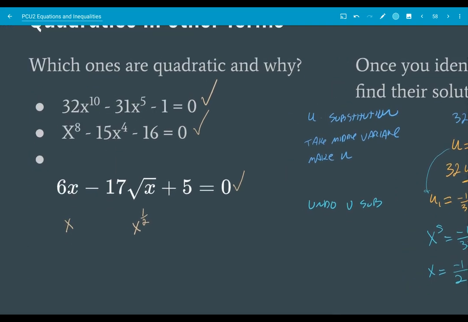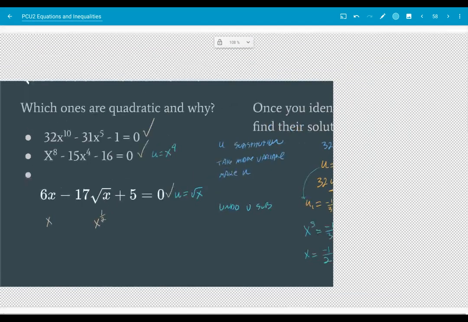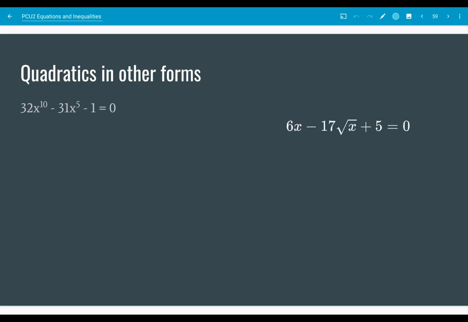So for the second one, we'd have u to the 4th. And for this last one, u would be equal to x to the fourth, and u would be equal to the square root of x. You would make those substitutions, solve the quadratic, substitute u back in, solve for x. That is quadratics in other forms or quadratics by substitution. So I'll do one more. I'll do this one for you here.